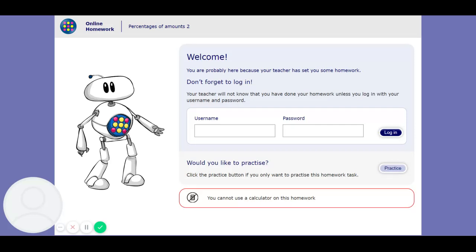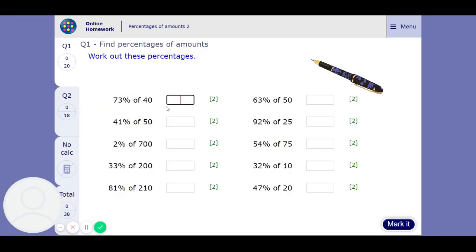Pen and paper are very important because there's going to be steps to these workings and they don't give the space for the steps in MyMaths. They just want the final answer. So pen and paper are very important. And you cannot use a calculator for this homework. So let's begin. So now 73% of 40, that seems like a really awkward amount, and it is.